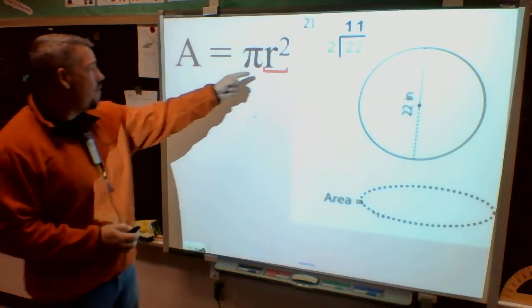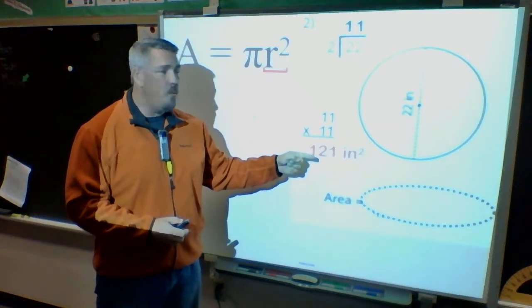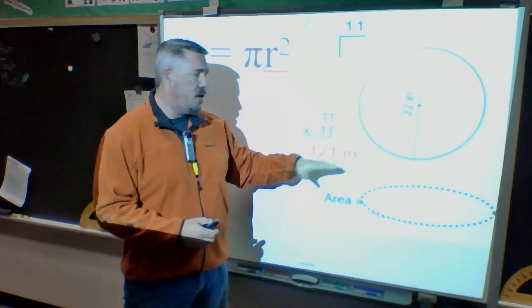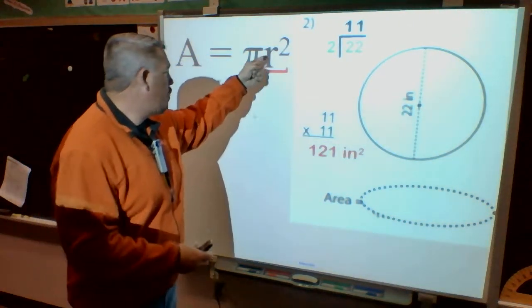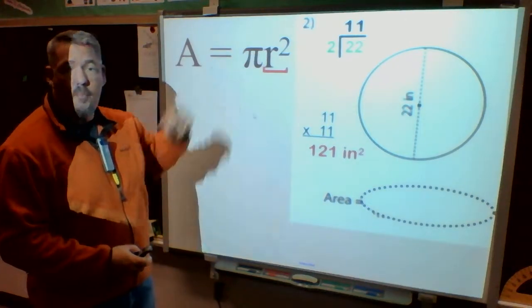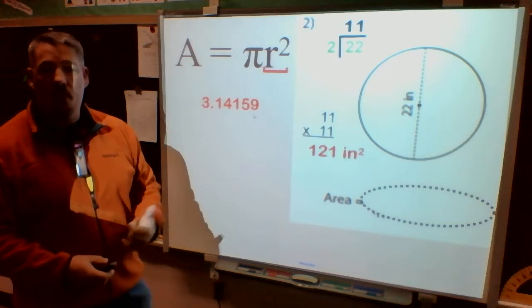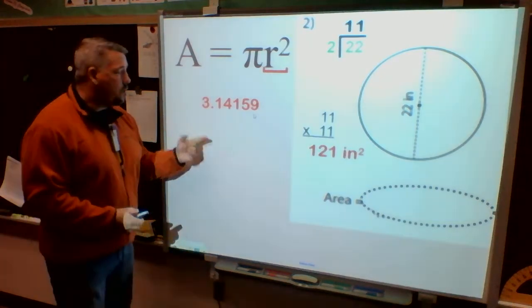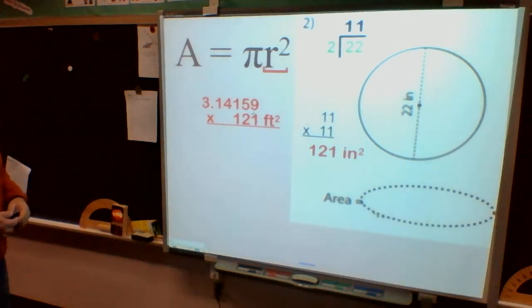So I'm going to have 11 squared here. 11 times 11 is 121. The label is inches, so I know I have 121 square inches. Then I'm now going to multiply by pi, because that's what my formula tells me. Pi is 3.14159. And I'm going to multiply by my 121 square inches that I just found.